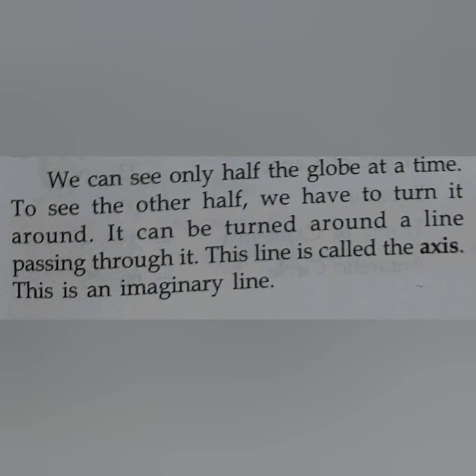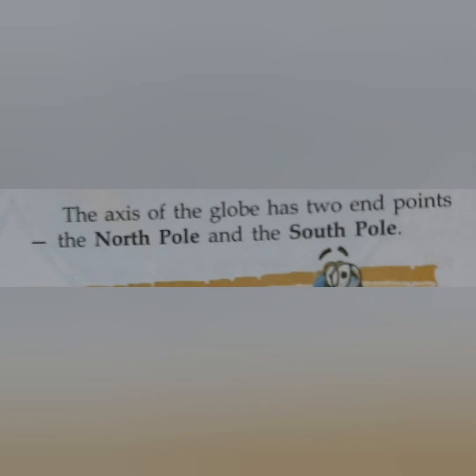Okay. So students, let me show you the axis. But before I show you the picture, I want to tell you one more thing. This axis is not straight. It is tilted at an angle of 23.5 degrees. It means it bends from the vertical position at a 23.5 degree angle. And students, the axis of the globe has two endpoints. These two endpoints are known as the North Pole and the South Pole.